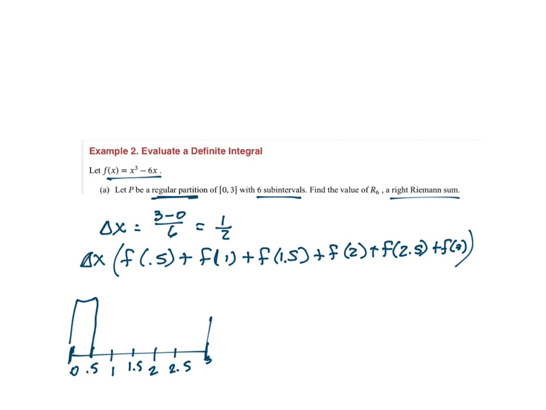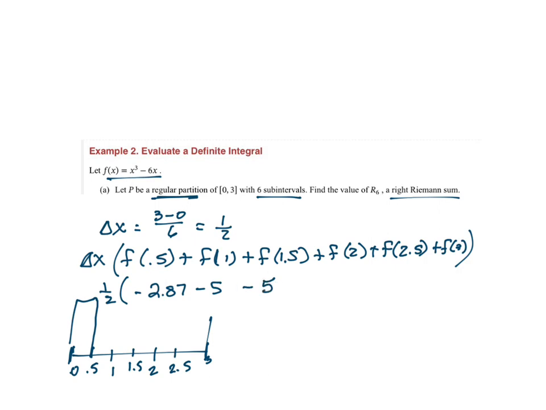Yeah, you plug into your function. So this is going to be half times f of 0.5, which I don't know. Do we want to spend time doing this right now? Not so much? Okay, so out of your textbook, we can read those values. f of 0.5 is going to be negative 2.875. f of 1 seems to be negative 5. So minus 5.